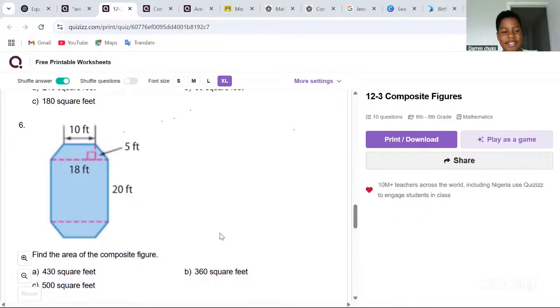Okay, now, just by looking at this shape, can you tell me the number of plane shapes we have there? We have 3. Are you sure?